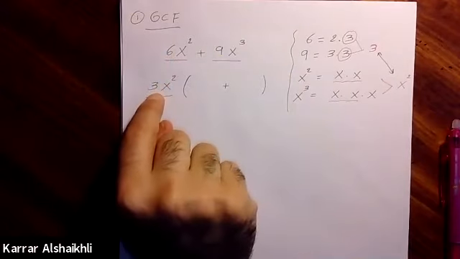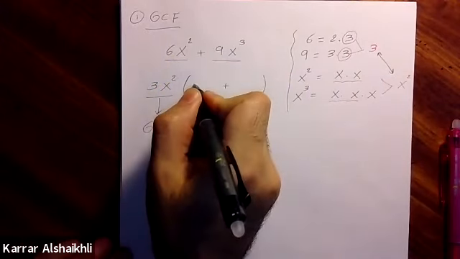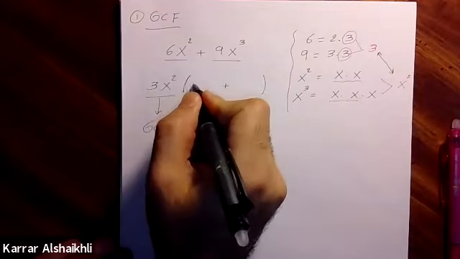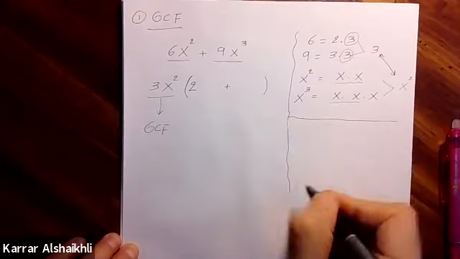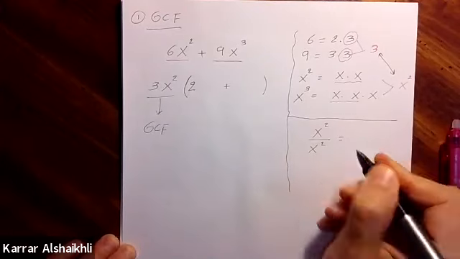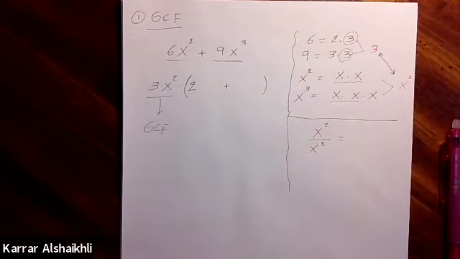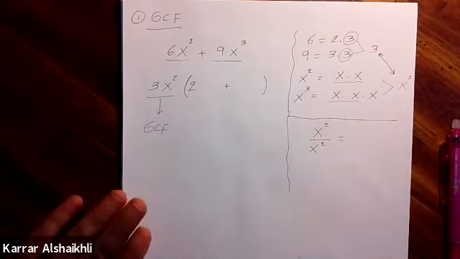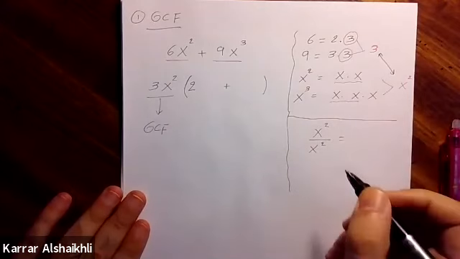Check what I'm going to do. 6 divided by 3 is going to be 2. I have x squared. Who's going to tell me the result? Divide by x squared. How much is the result? X squared divided by x squared. Okay. So x squared divided by x.